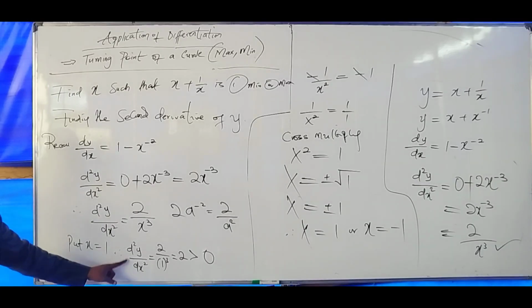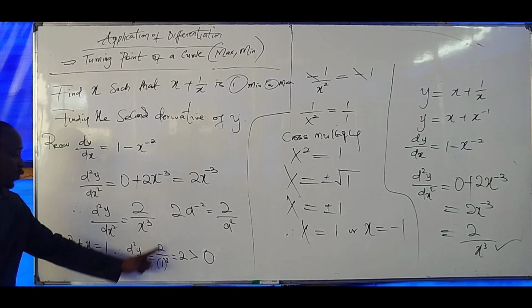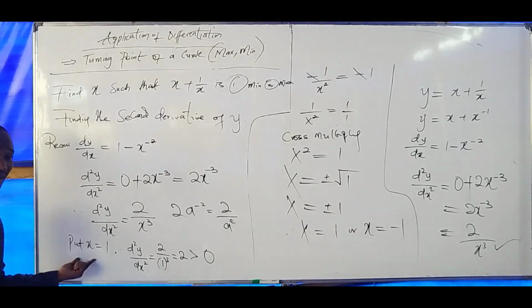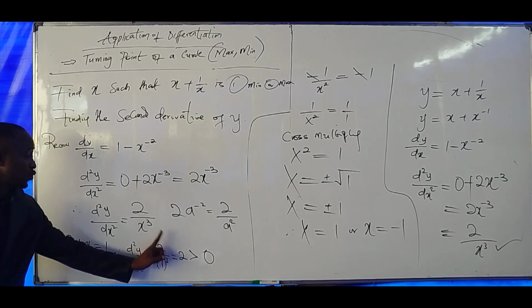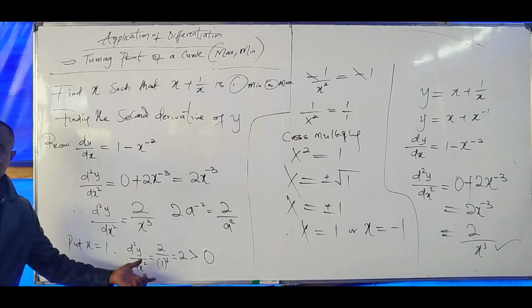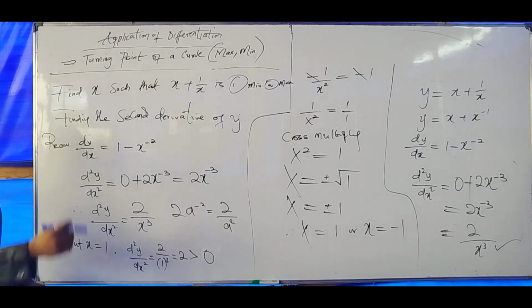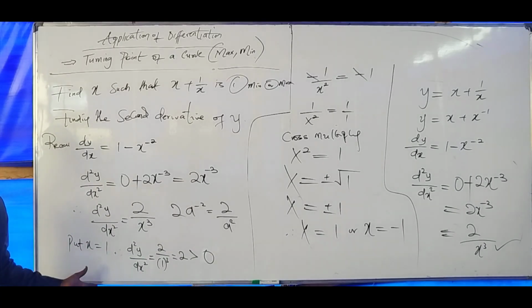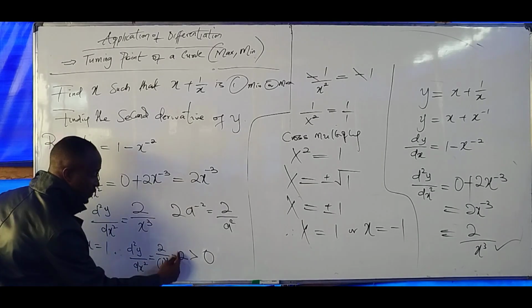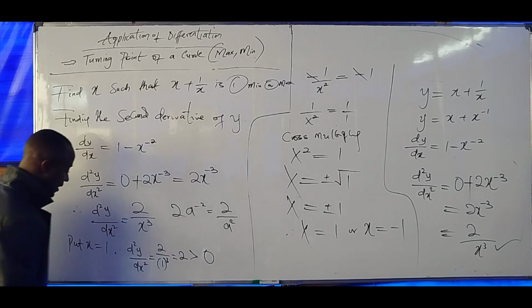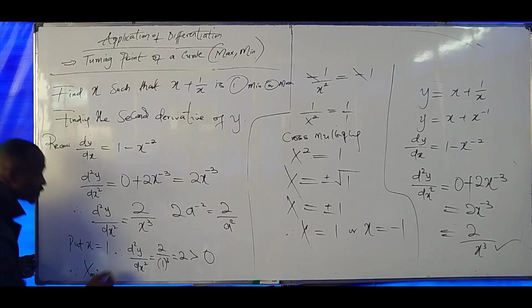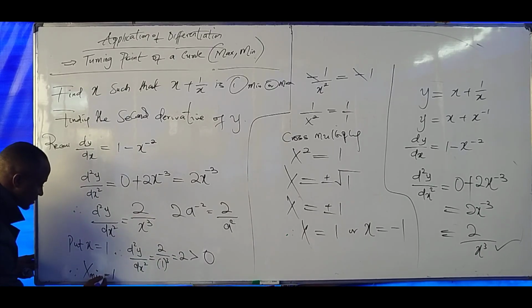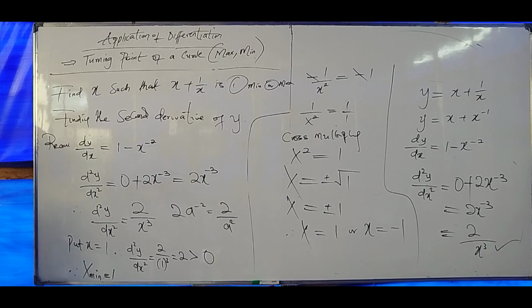So that means that my d2y over dx squared equals 2 over x cubed, when x is 1. Put the value of your x as 1 here. What do you have? 2 over 1 cubed is still 2, is it not so? 2, is it less than 0 or more than 0? More than 0. So since 2 is greater than 0, that means that our x minimum is 1. Is it making sense?